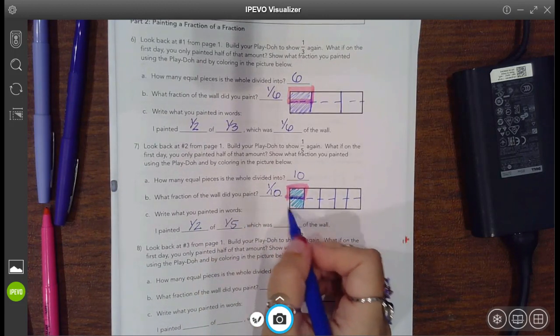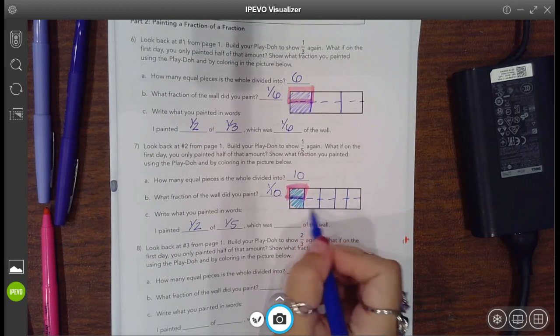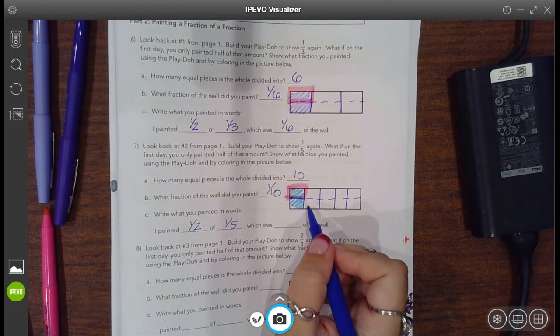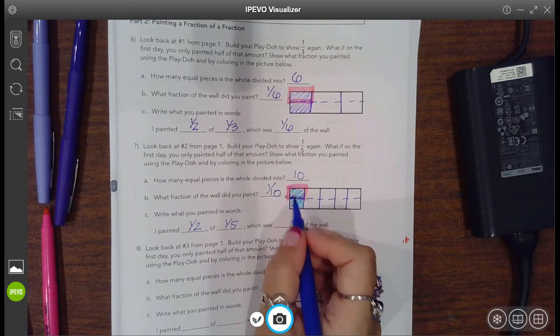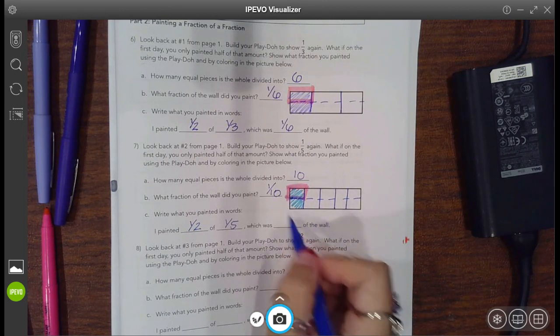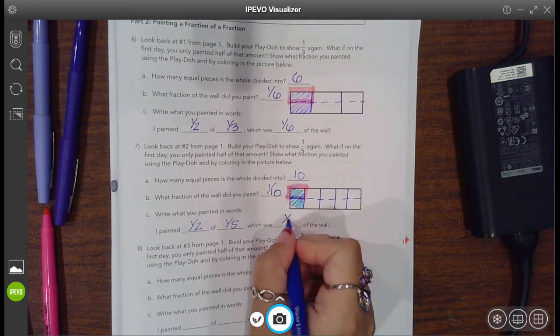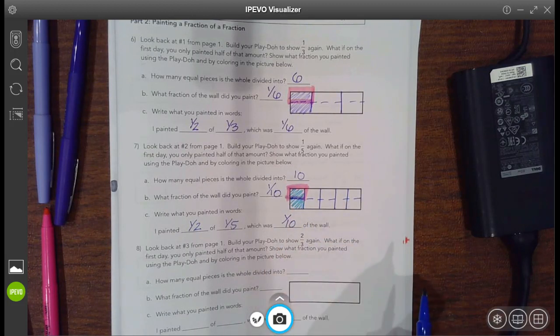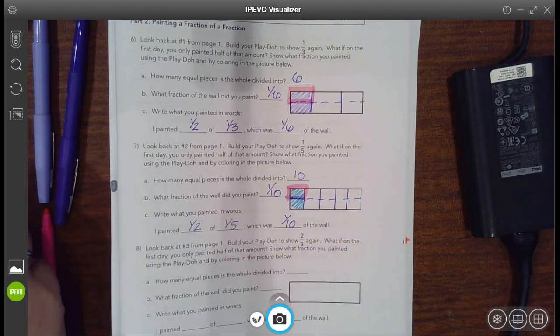Because this is how much you want. You want 1/5. Okay, 1, 2, 3, 4, 5 equal pieces. You want to have 1 of those 5 pieces colored, but you only did half of that amount on the first day. So how much of the whole wall did you paint? You painted 1/10 because it's broken up into 10 pieces and you only shaded 1 of the 10. Okay, hopefully you've caught on a little bit. So let's make it a little bit more tricky.